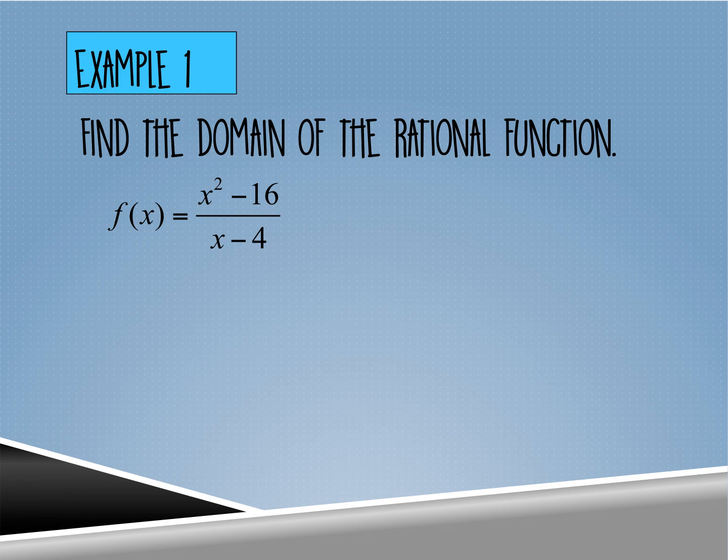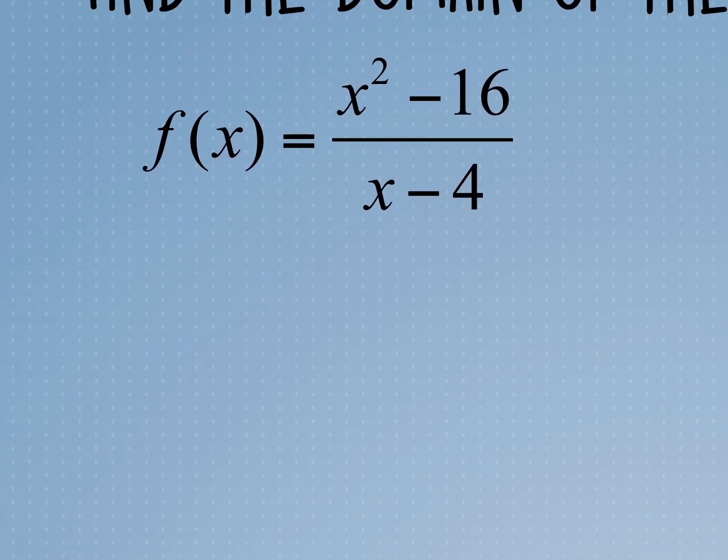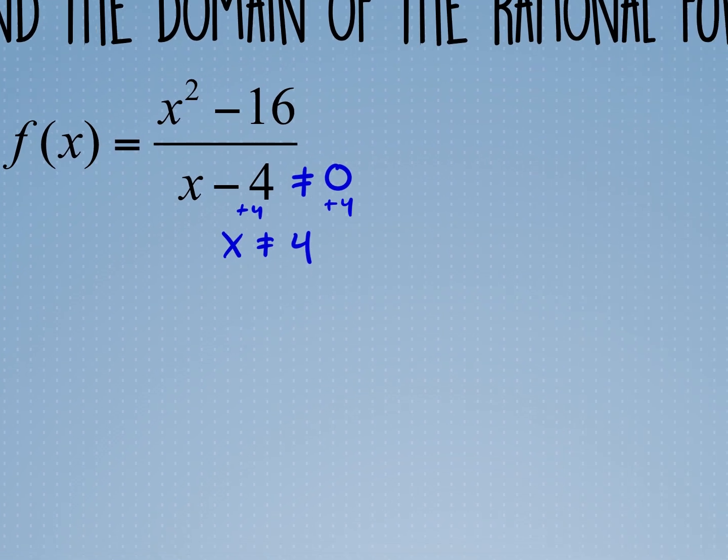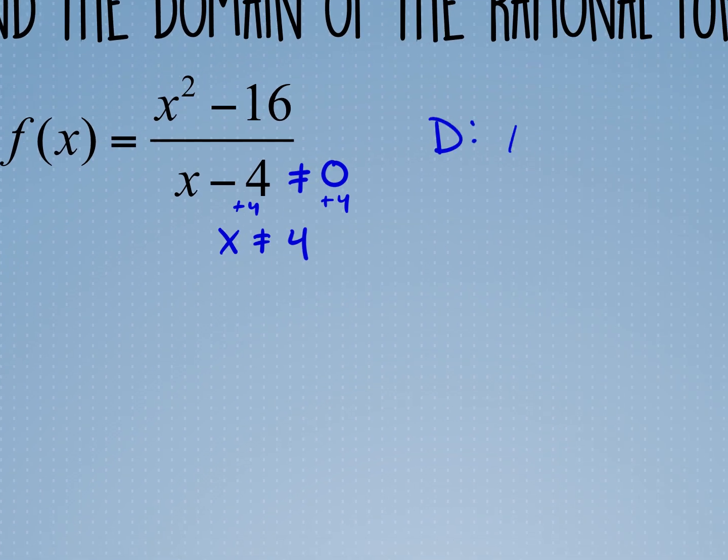So example 1 says find the domain of the rational function. So to find our domain, what do we do? Set the denominator not equal to 0. Perfect. So when we solve for x, we're going to add 4 to both sides. So x does not equal 4. So our domain would be all real numbers, I'll abbreviate here, all real numbers except 4.